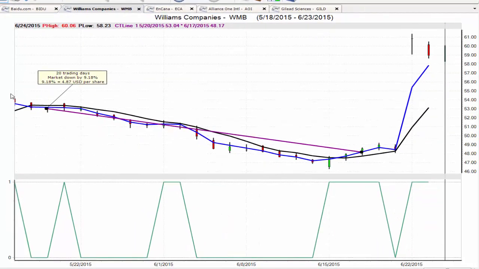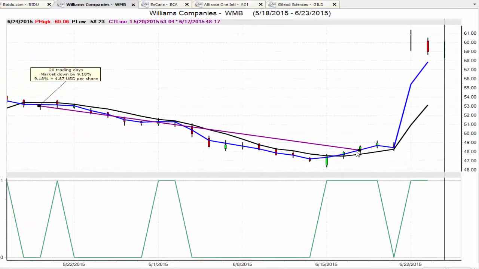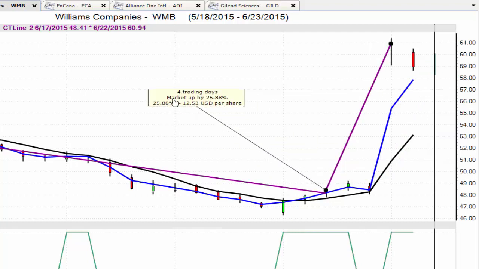Now, right there, VantagePoint helped you capture incredible profits in a stock and spotted the trend reversal early. Right here, the blue line crossed above the black line. The neural index is in the 1 position. You know 1 to 3 days in advance that this trend is changing direction. Let's count it out. 1, 2, 3 days, boom. On the 4th day, you can see that VantagePoint nailed it. You were in position to profit, and in 4 trading days, you picked up 25% profit, about $12.53 a share.